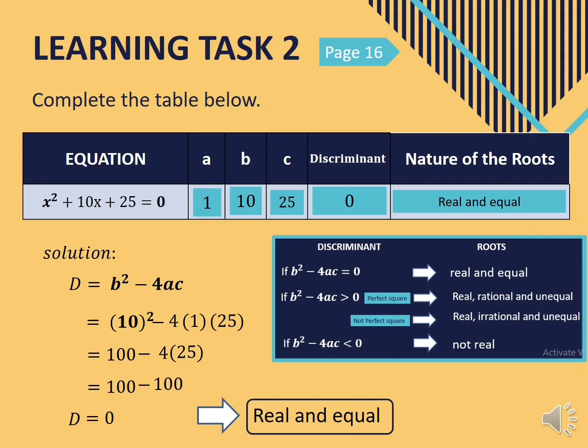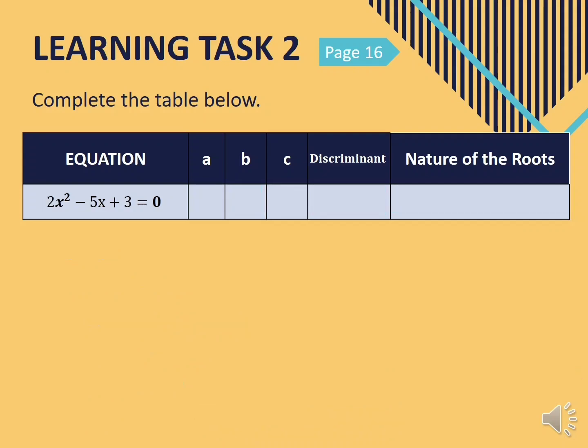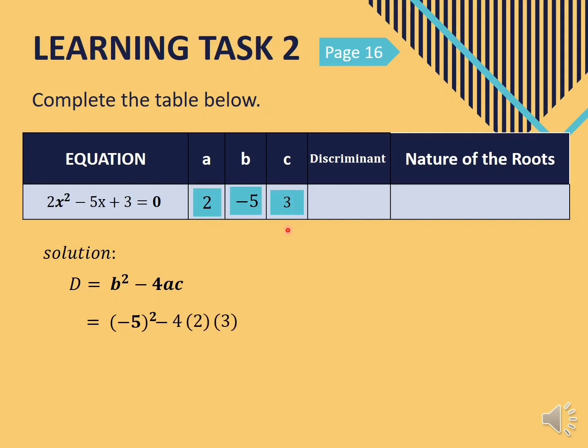Okay? For our last item, we have 2x squared minus 5x plus 3 is equal to 0. The value of a is 2. The value of b is negative 5. And the value of c is positive 3. The discriminant, let us substitute. B is negative 5, so we have negative 5 squared. Minus 4 times, A is 2, C is 3, so we have 4 times 2 times 3.